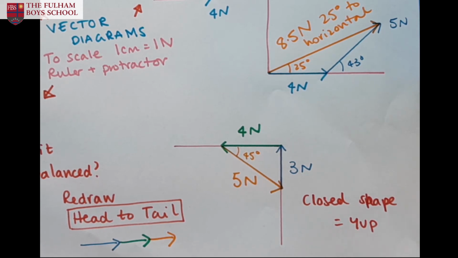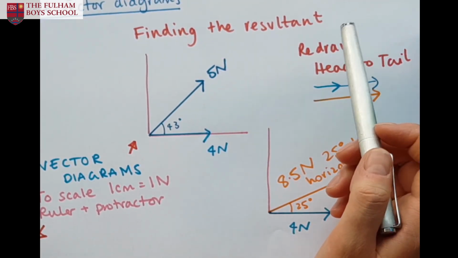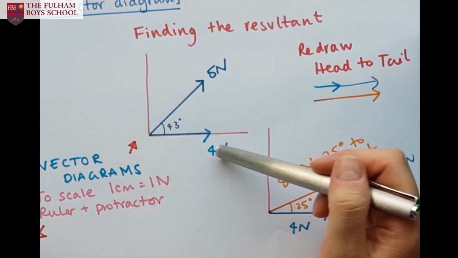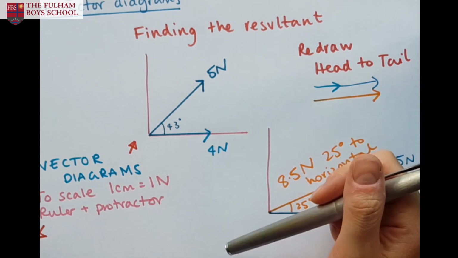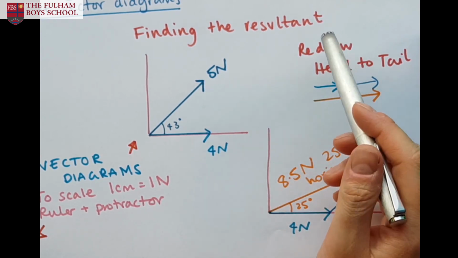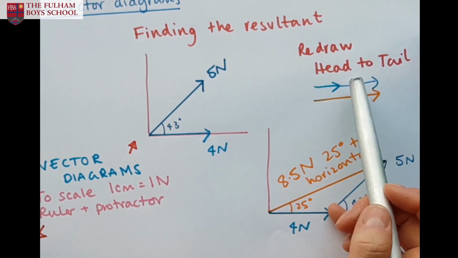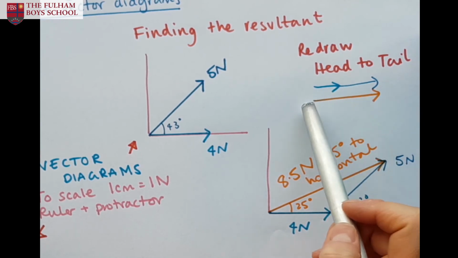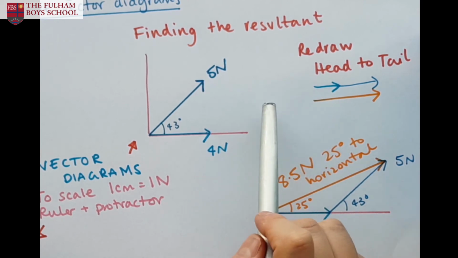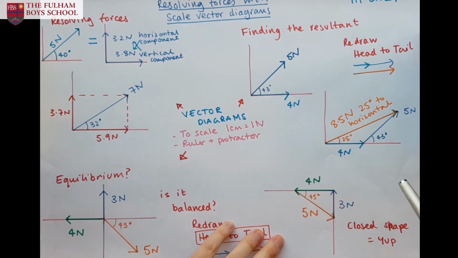And then the last thing you need to be able to do with vector diagrams is find the resultant force. So say I've got 2 forces acting here, 5 newtons and 4 newtons. The 5 newtons is at 43 degrees to the horizontal and the 4 newtons is horizontal. I'm going to again redraw them head to tail. It doesn't matter which one you draw first, as long as you redraw them head to tail, and the resultant force is the one that could take the place of your 2 drawn head to tail. It's like the opposite of this one here. I'm trying to find one force that replaces these 2 forces.